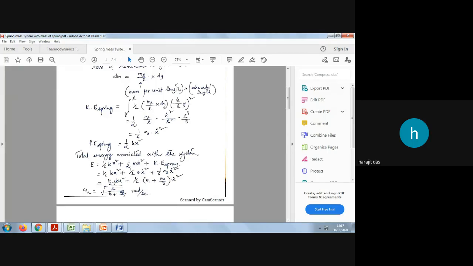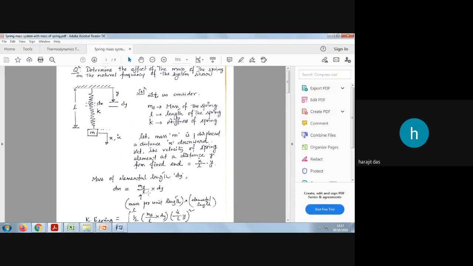So how much will it be? It will be k by m plus ms by 3, and its unit is radian per second. So this is the circular frequency, the natural frequency of the system. Similarly, you can find the linear frequency also for this spring mass system, where we are considering some mass associated with this spring. Understood? In this way, you need to analyze this type of system by the energy method.